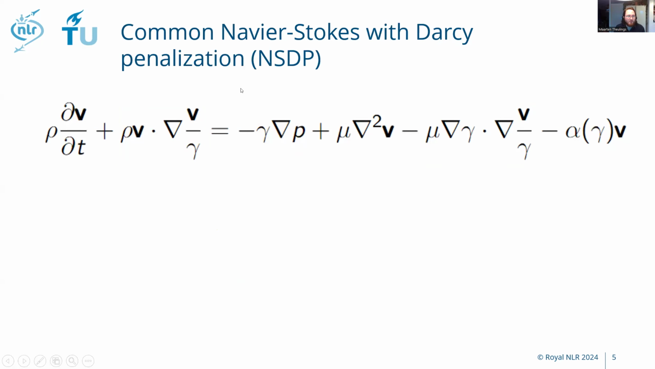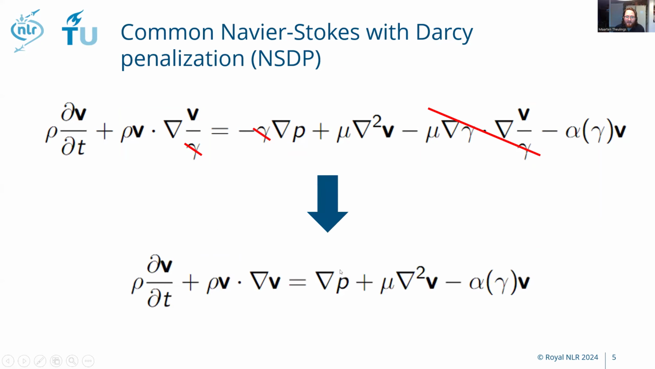Okay, so we have this new model. How does it compare to the common model? Well, first, we remove the gamma from the inertia term. Then we completely remove that new second Brinkmann correction. We remove the pressure penalization. And then we get the Navier-Stokes with Darcy penalization. So that's what I call the NSDP equations.